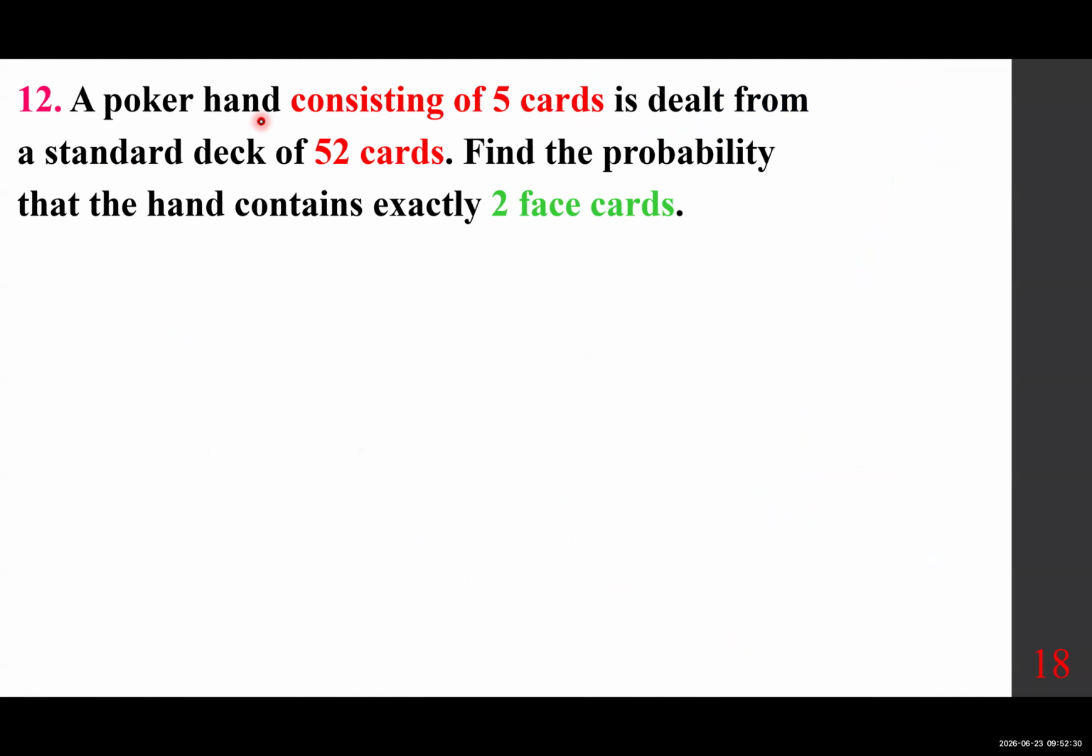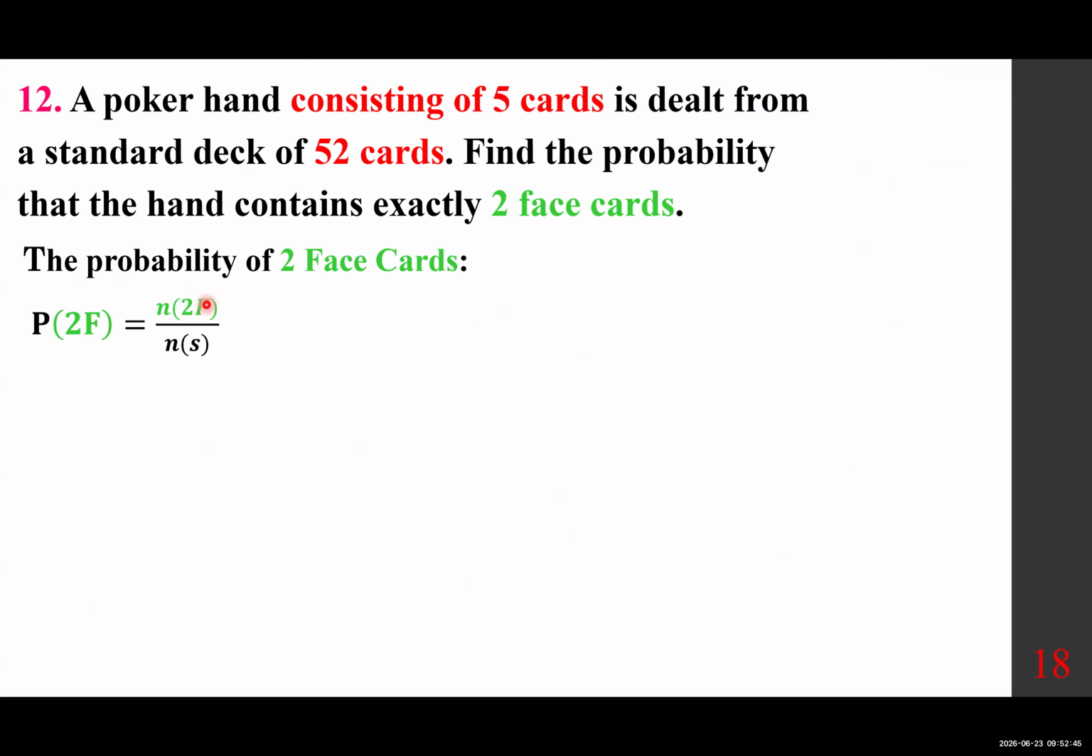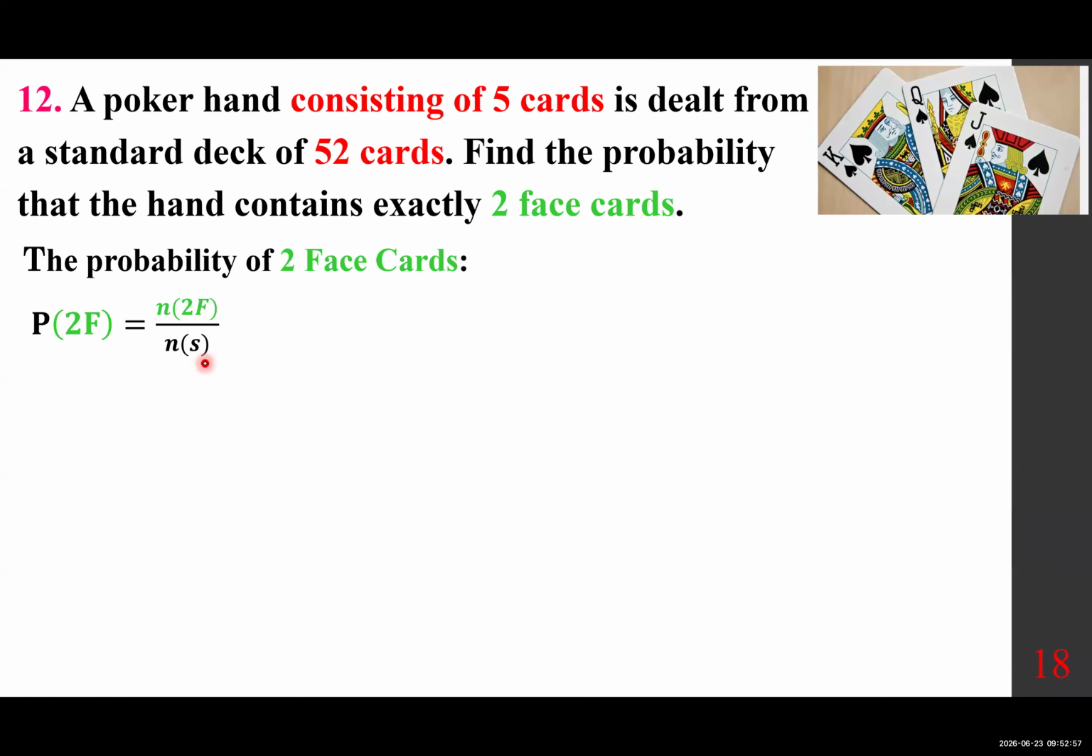A poker hand consisting of 5 cards is dealt from a standard deck of 52 cards. Find the probability that the hand contains exactly 2 face cards. Again, we're going to do the same thing. Probability of 2 face cards, F stands for face, is N of 2F over N of S. So let's just write it. It's very straightforward. Now, what is a standard deck of cards?